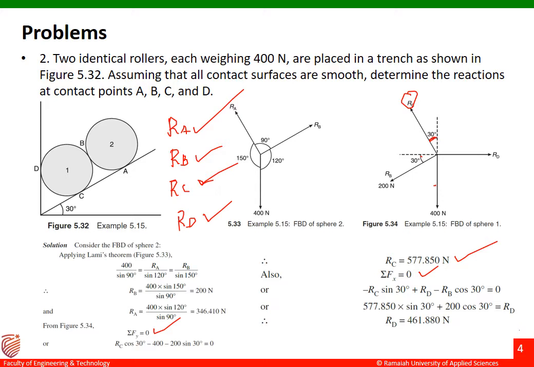Okay, so I'll repeat the sequence once again. First we have to identify the contact points, where exactly you can see the contact points, that is point A, B, C, D here. After that we have to draw the free body diagram for both the spheres. Once you write the free body diagram of both the figures, you have to see whether Lami's theorem can be applied for both. That means if the free body diagram has three forces, you can apply Lami's theorem. Otherwise, you cannot apply Lami's theorem.